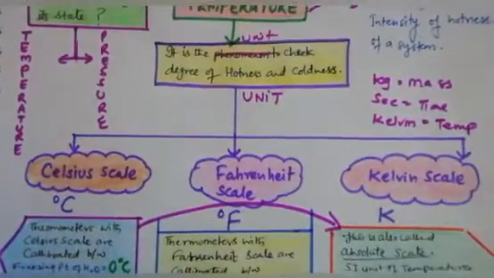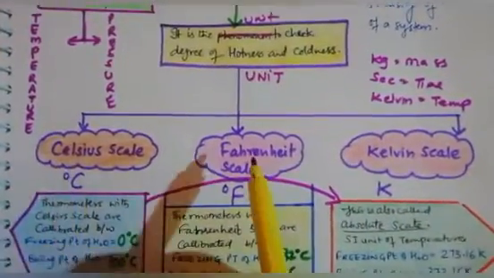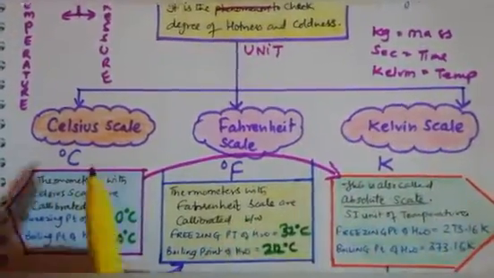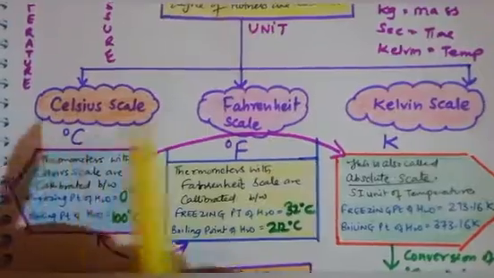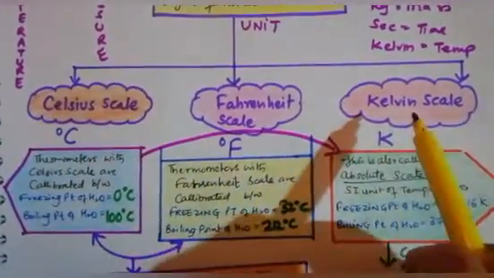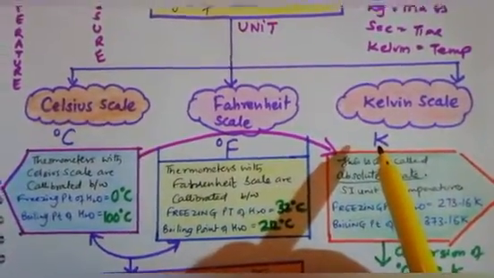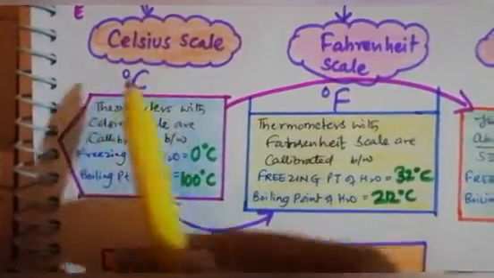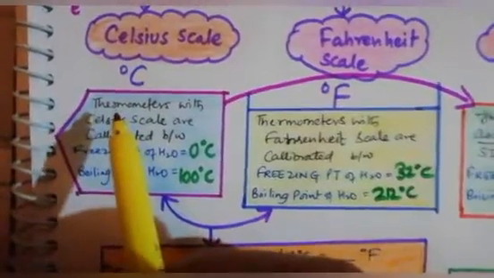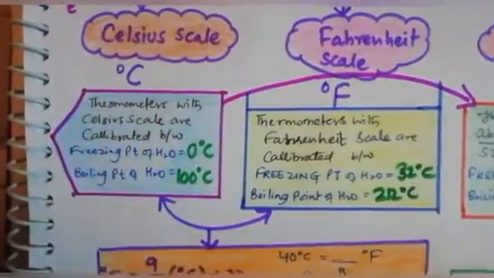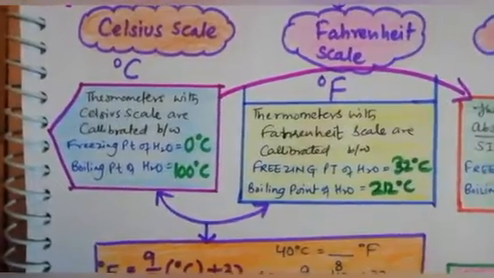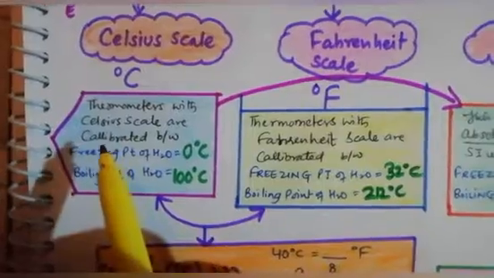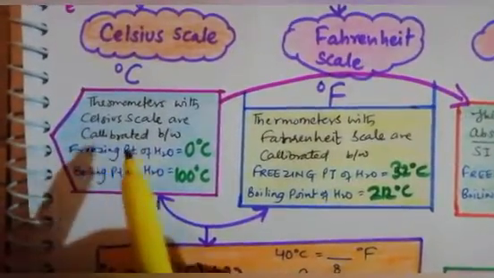So basically there are three units of temperature. Number one, Celsius scale. Number two, Fahrenheit scale. Number three, Kelvin scale. So let's understand these three scales in detail. Celsius scale is written in degree Celsius, Fahrenheit scale in degree Fahrenheit, and Kelvin scale will be written as K. Let's understand the Celsius scale first. It is the kind of scale we use in a thermometer, whether it is a laboratory thermometer or a clinical thermometer. These are thermometers with a Celsius scale, and it is calibrated in degrees Celsius.